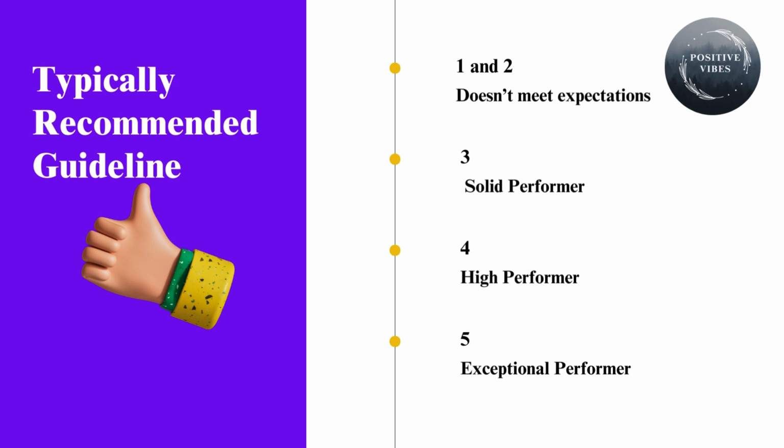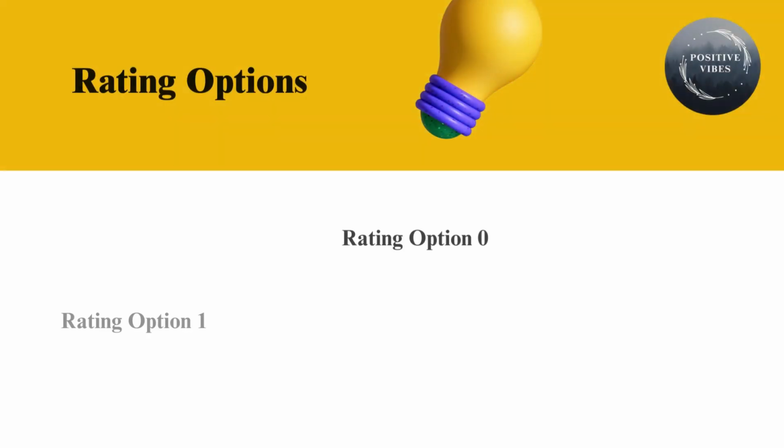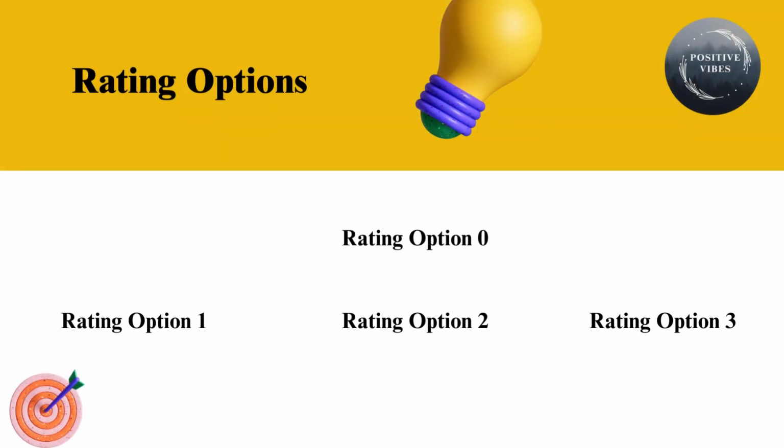And while discussing the rating scales, we need to discuss the rating options as well. We have 4 different rating options. Those are rating option 0, rating option 1, rating option 2, and rating option 3. Rating option 0 means everyone shares one rating box for each item. And rating option 1 means everyone shares one rating box for each item, except the employee who has a private self-assessment rating box.